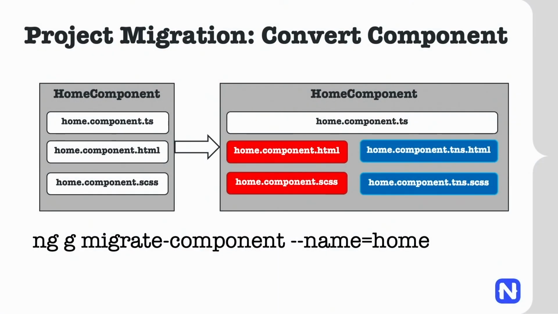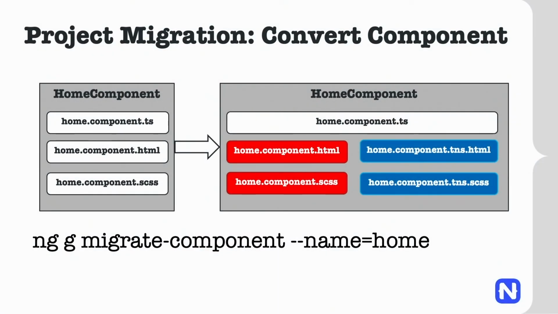Also, if you then go to the .tns.html, it's not going to do all the magic of translating your divs and paragraphs into NativeScript components. But what it will do is leave a copy of what was in the web version, all commented out, so that you'll be able to look at it, and then you could just go one by one and actually recreate the mobile version of the template. So that's how you can migrate components.